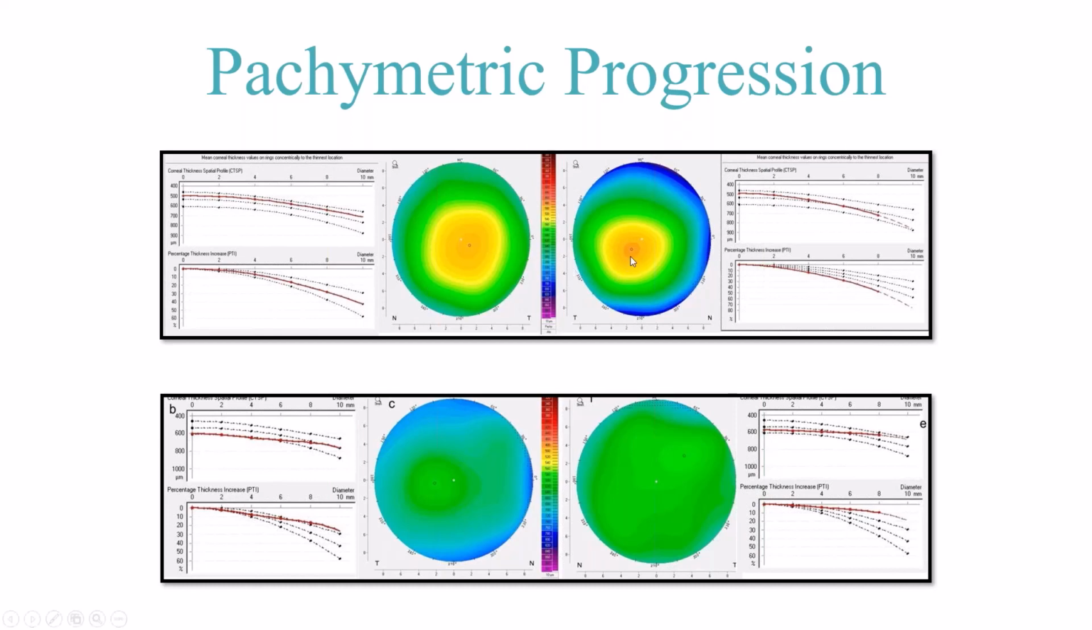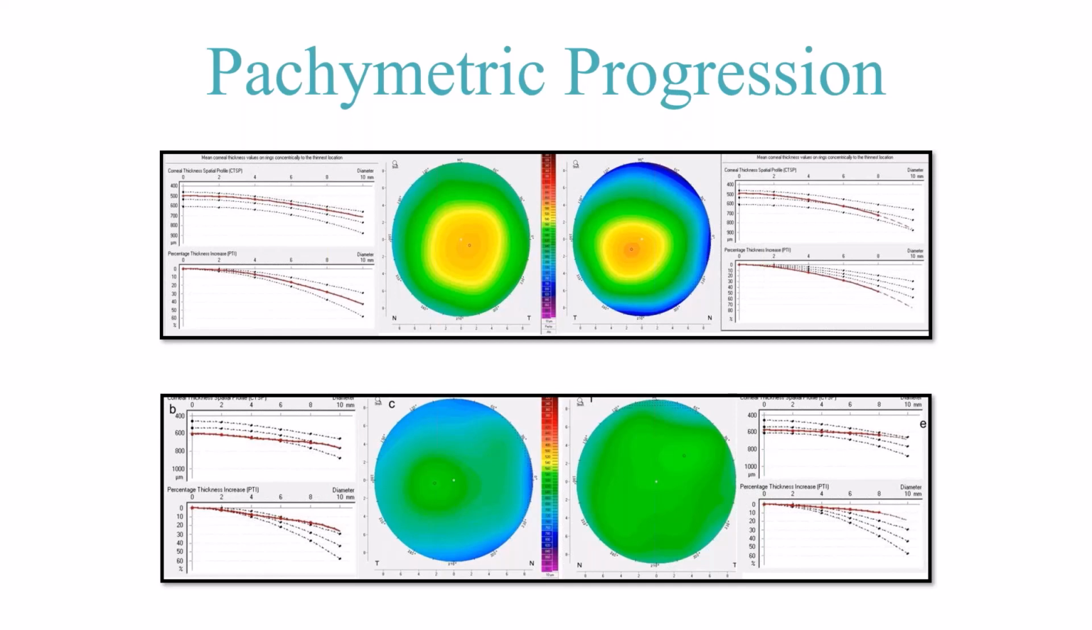Now let's compare the one on the right that had the same ultrasound pachymetry, but notice this tracing. It's well below that 95% confidence interval. This would be highly suspicious for ectatic disease, in spite of the fact that the 2 eyes would have had the same ultrasonic pachymetry reading.